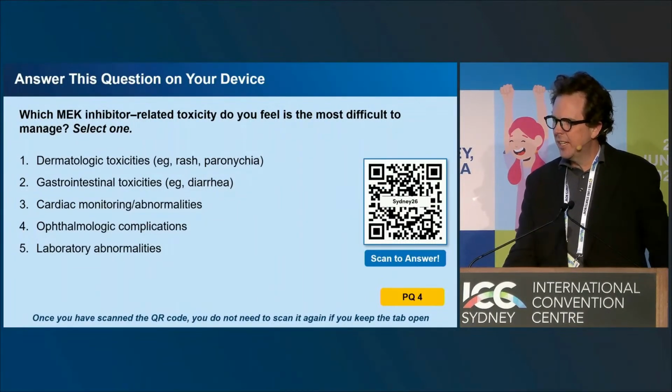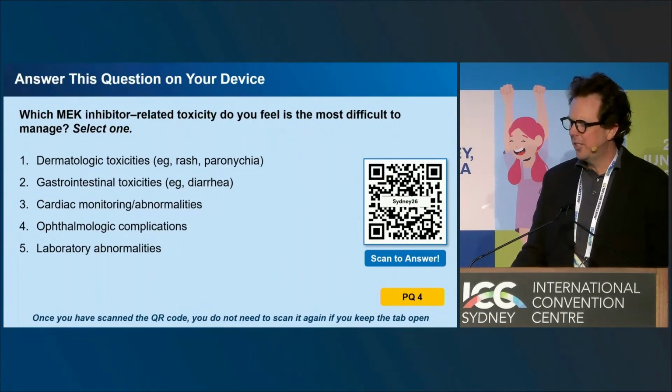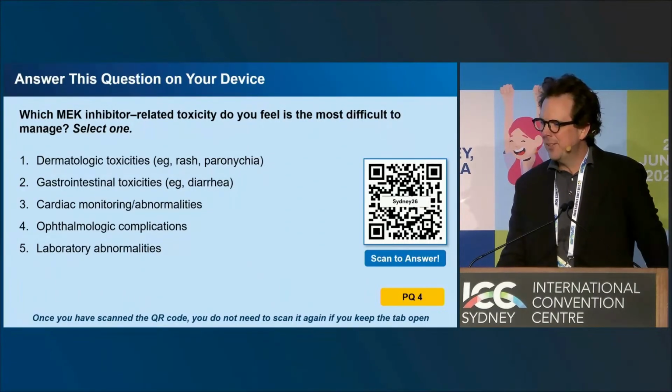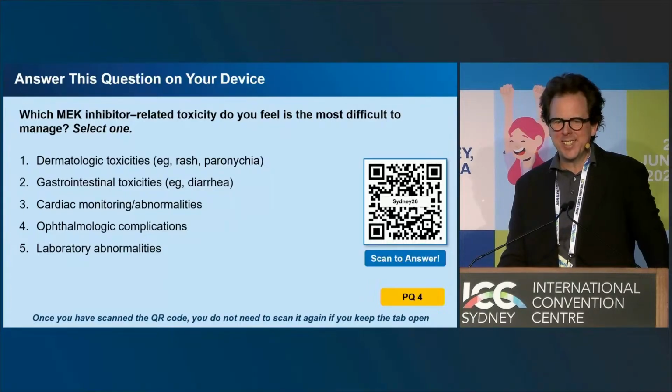Okay, and I think finally for our last poll for the session, before we move on, which of the MEK inhibitor-related toxicities do you feel is the most difficult to manage? And again, please pick your most challenging one rather than all of these options.